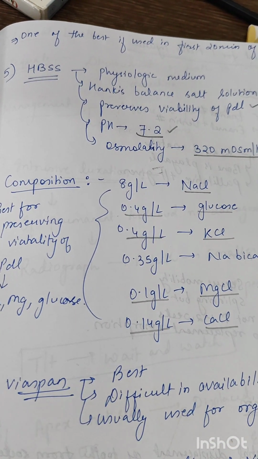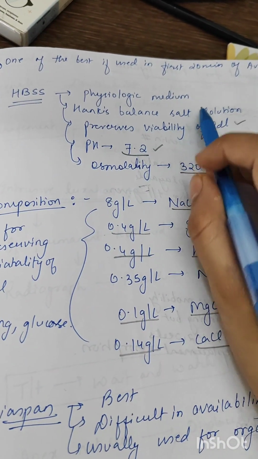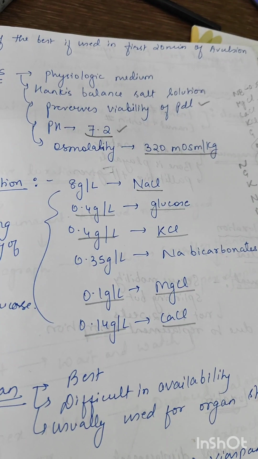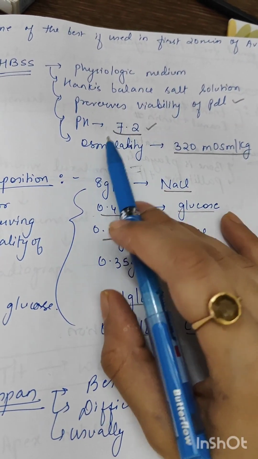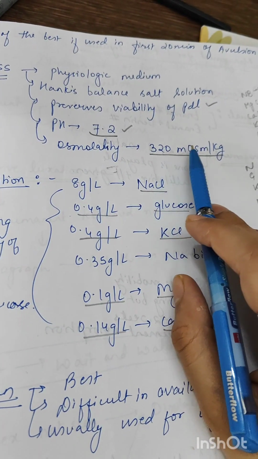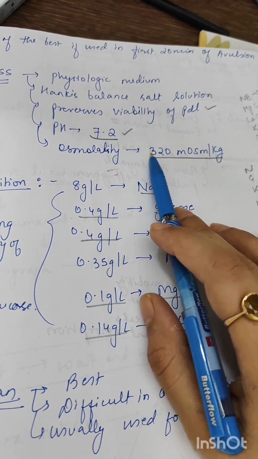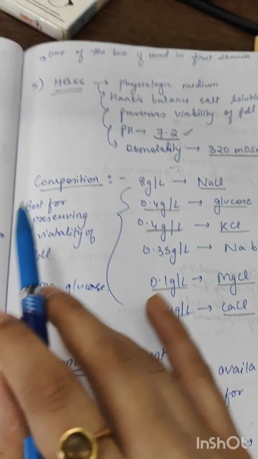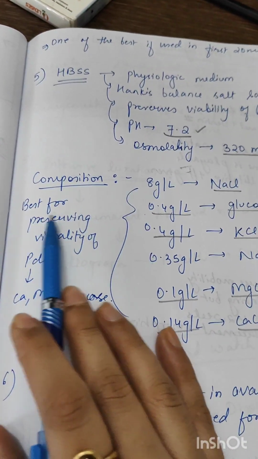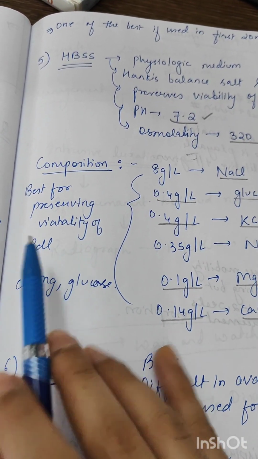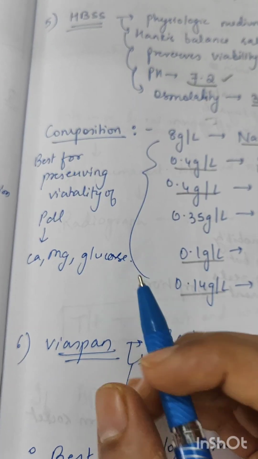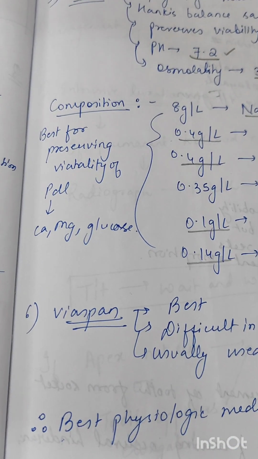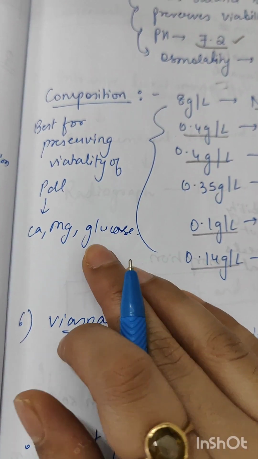HBSS, Hank's balanced salt solution, is a physiologic medium. It preserves the viability of the PDL cells. pH is 7.2. Osmolality is 320 milliosm per kg. Now what is its composition? It is best for preserving the vitality of the PDL cells. The components responsible for maintaining viability are mostly calcium, magnesium, and glucose.